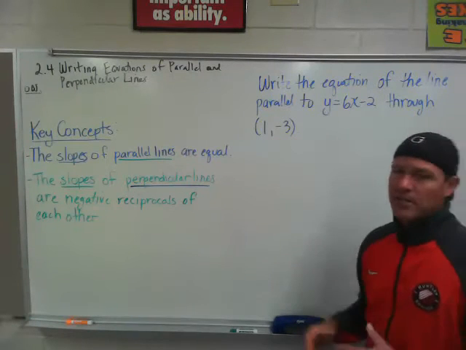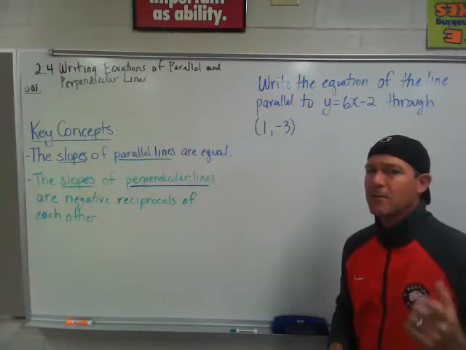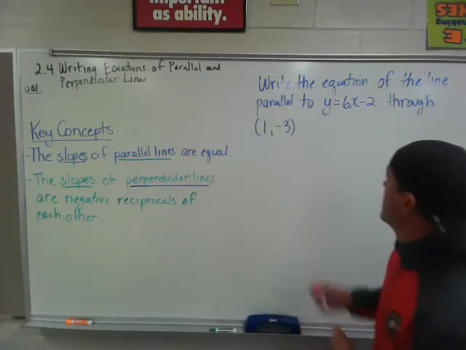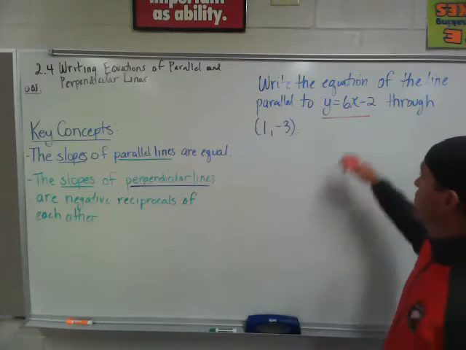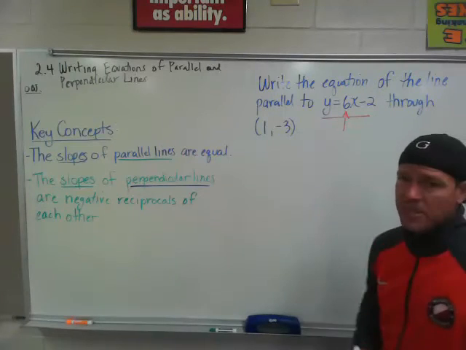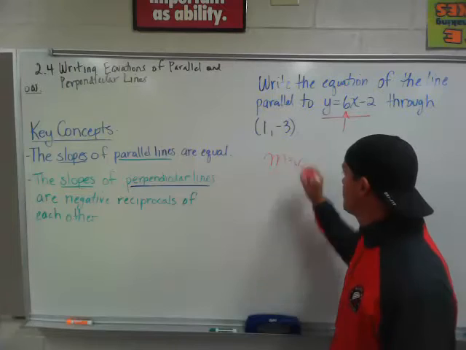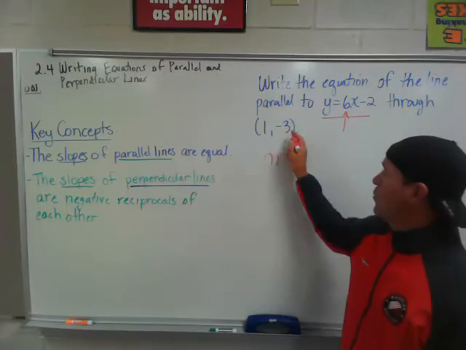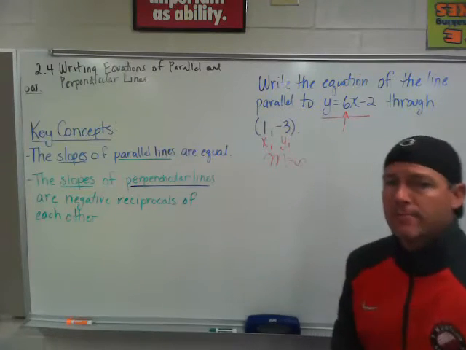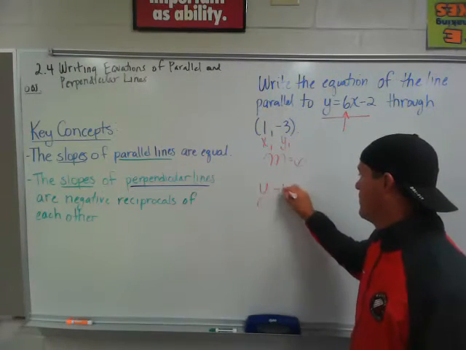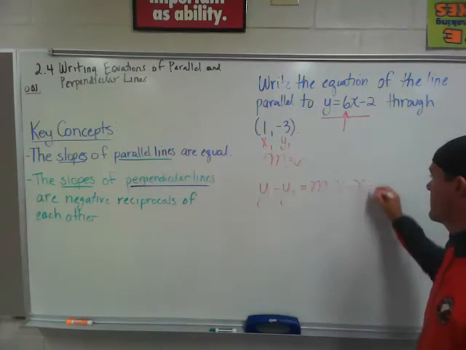And then if I have a point, what form of an equation am I going to write? That's right, point-slope form. There's my line. Where do I find slope? It's always the coefficient of the x term. So the slope that I'm going to use is going to be 6. And then I've got this point (1, -3). So remember, x1 and then y1. Point-slope form: y minus y1 equals m times x minus x1.